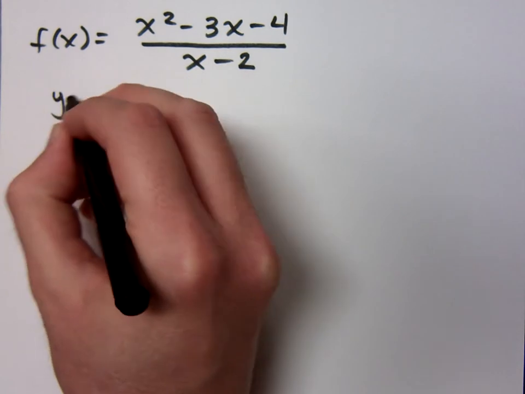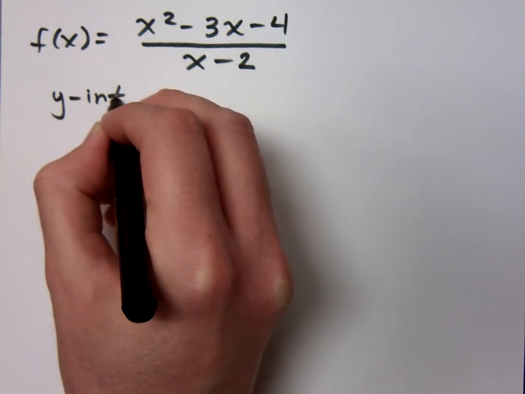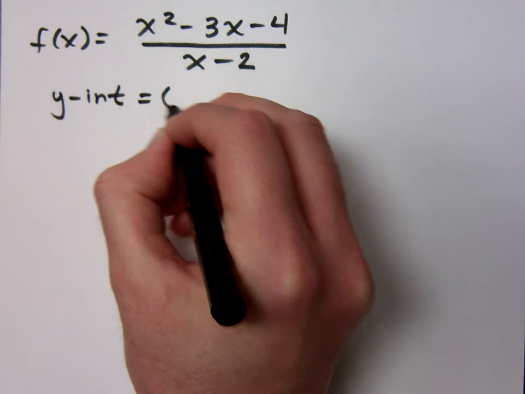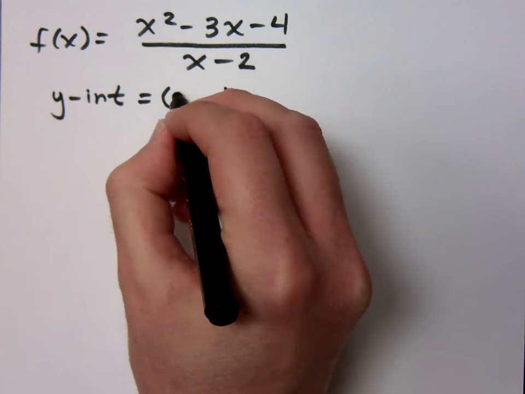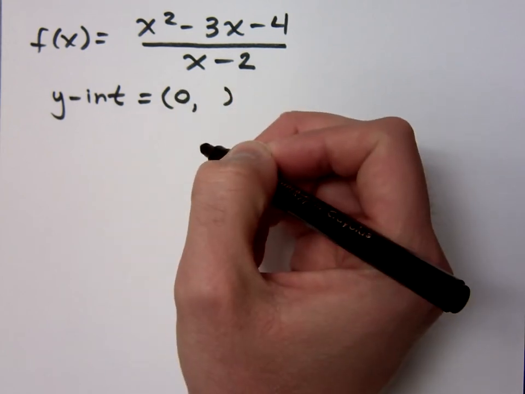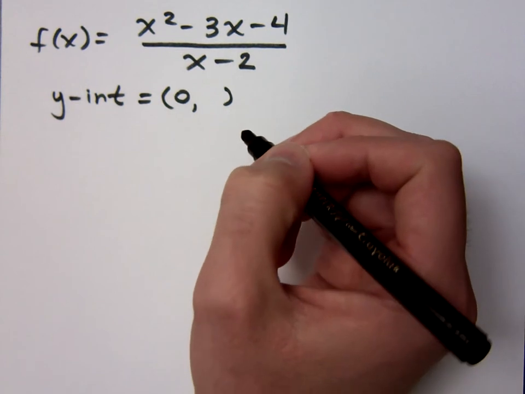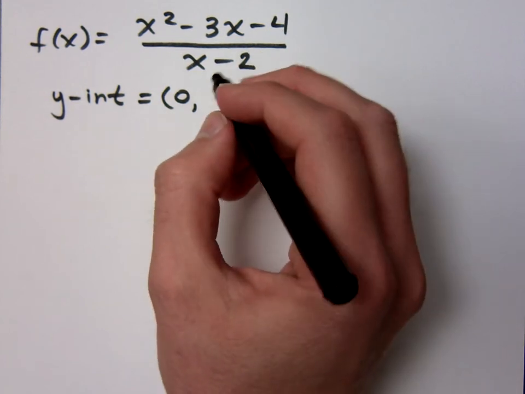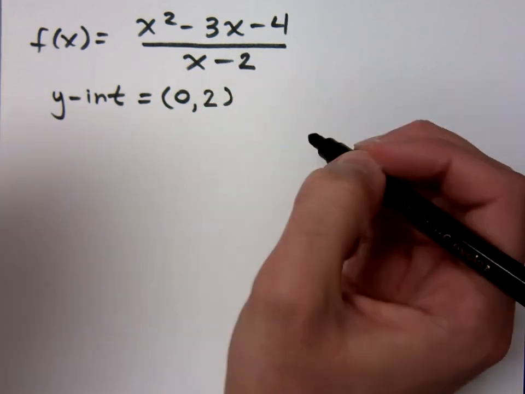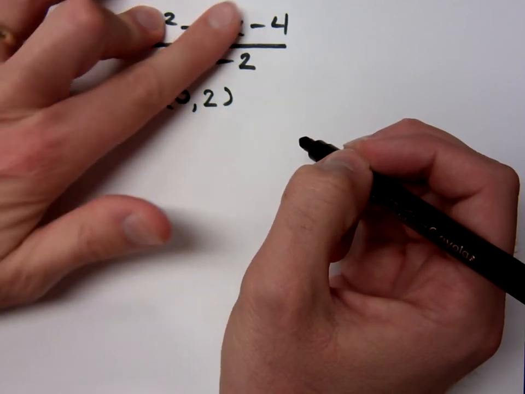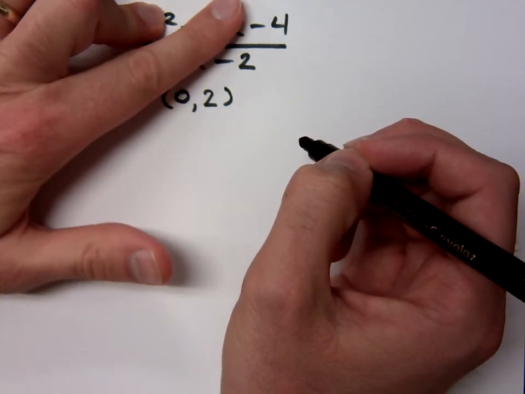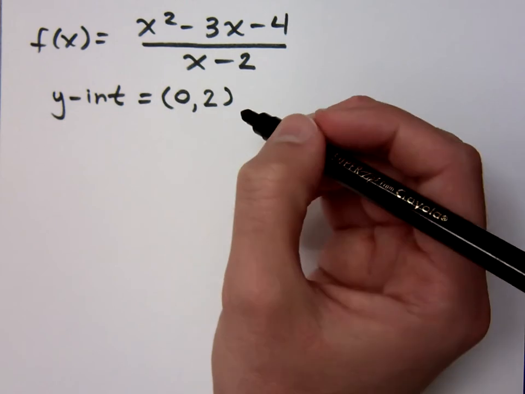The easiest thing for you to ever find is the y-intercept. What do you know about every y-intercept? If x is 0, what do I get here? Negative 2? No, I get positive 2, because if x is 0, those terms are gone, and -4 over -2 is positive 2.